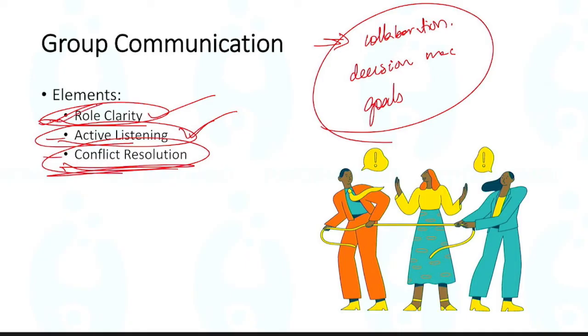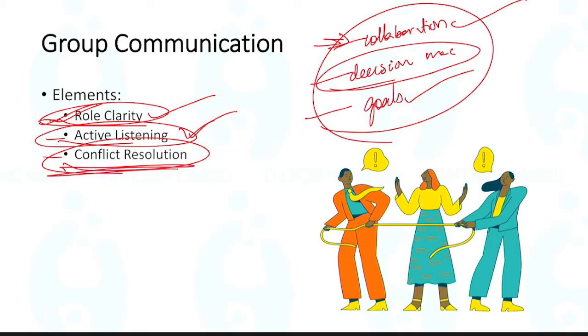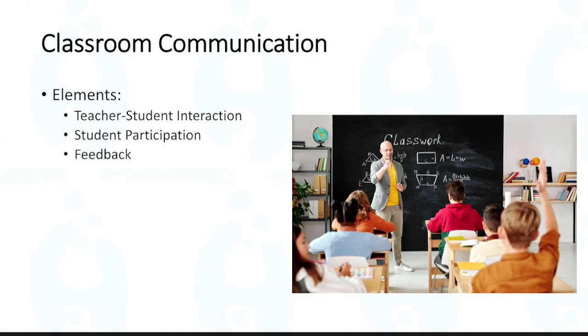So that is why roles have to be clear in the beginning. All those things will help in collaboration, achieving the goals by proper decision making. Fine. Next, moving on to classroom communication. Classroom communication will be the last portion of this session.